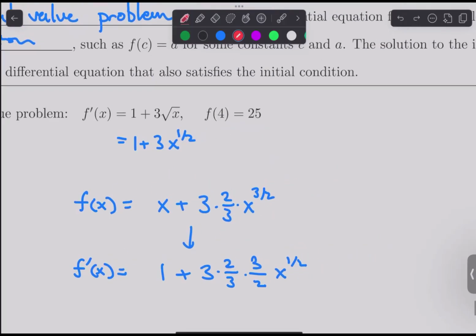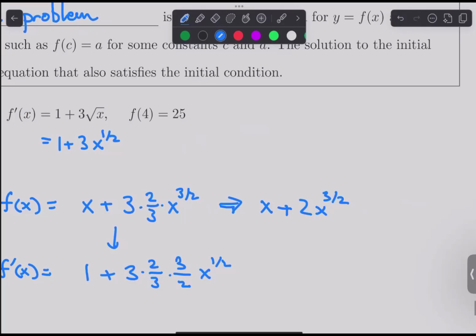So if I wanted my final answer, just like I did in the last video here, let's do a little bit of simplifying. The 3's would cancel out and I'd have 2x to the 3/2. And with it being a most general antiderivative, I'd have plus c. So this is my most general antiderivative. These are the problems that we solved in our last video.